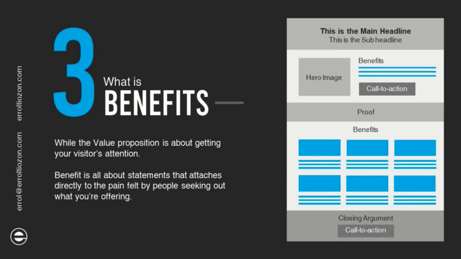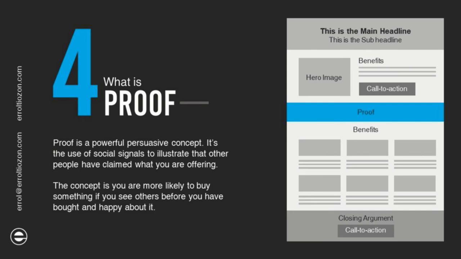The third essential element on a landing page is the benefits. While the value proposition is about getting your visitors' attention, benefit is all about statements that attach directly to the pain felt by the people seeking out what you're offering. So the fourth is proof.